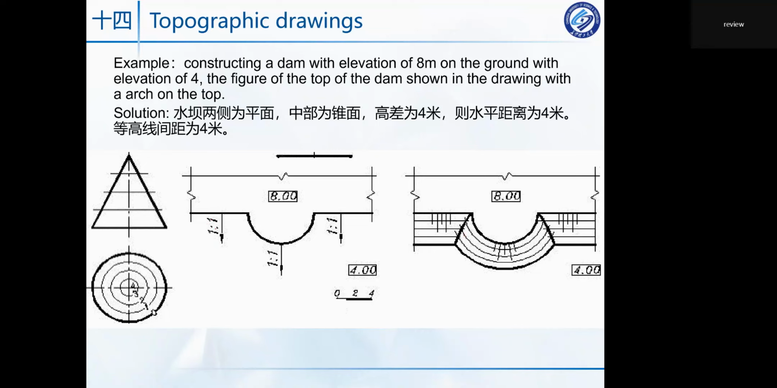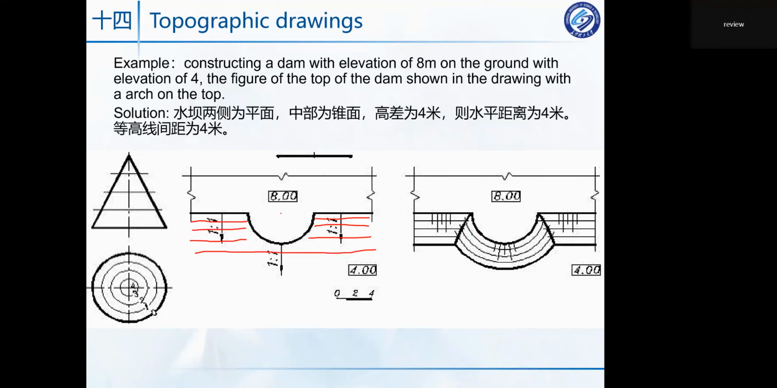We are given the slope 1 to 1, but here is not a plane. Here is a cone surface. So it's easy for us to draw the plane with different contour lines. But how to draw this one?